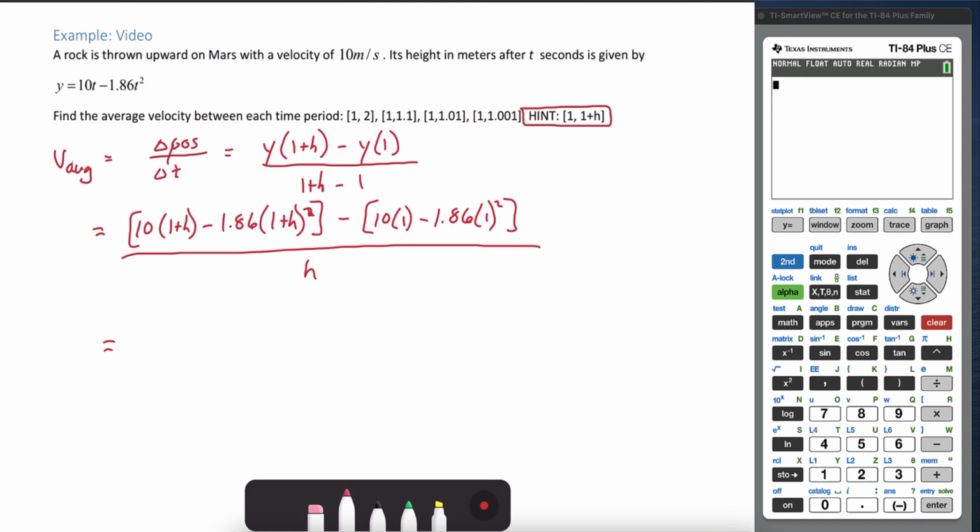From here, we'll go through and clean up the numerator. We get 10 plus 10h minus 1.86, square the binomial, and second set of brackets.